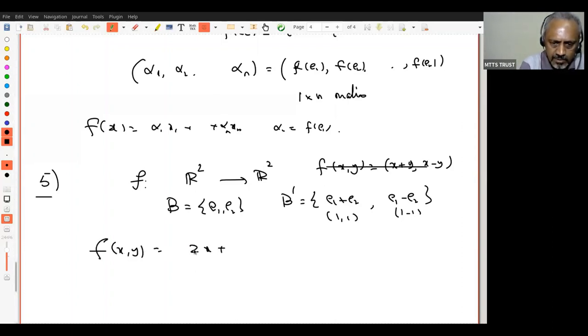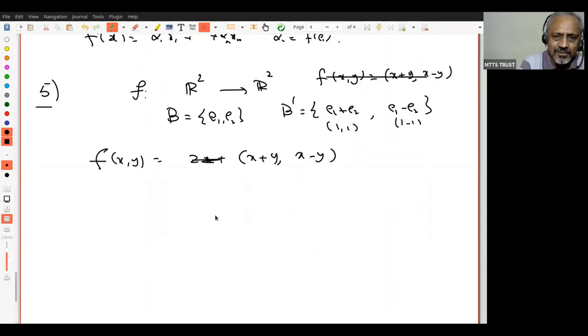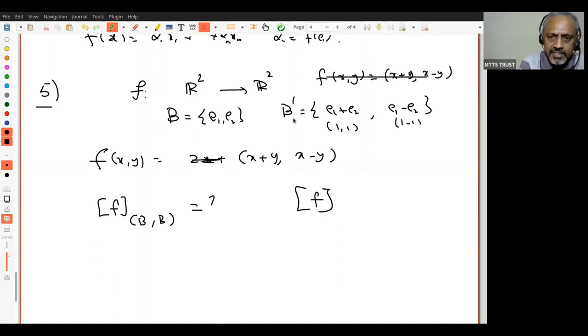2x... this would cost me a lot more problem, because I would keep solving equations, so I will avoid that. Now, I want to do two things. First, for domain and codomain, let me keep B as the ordered basis. Then what is the matrix of this? Second, for the domain, I'll keep B as the ordered basis, and for the codomain, I will take B dash as the ordered basis. Then what is the matrix representation of f? These are the two things I want to look at.